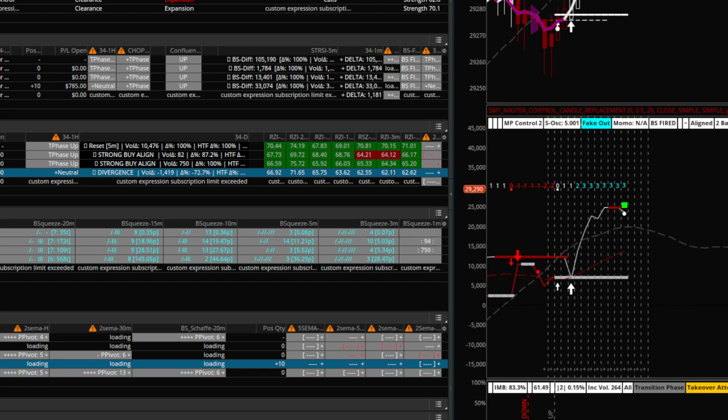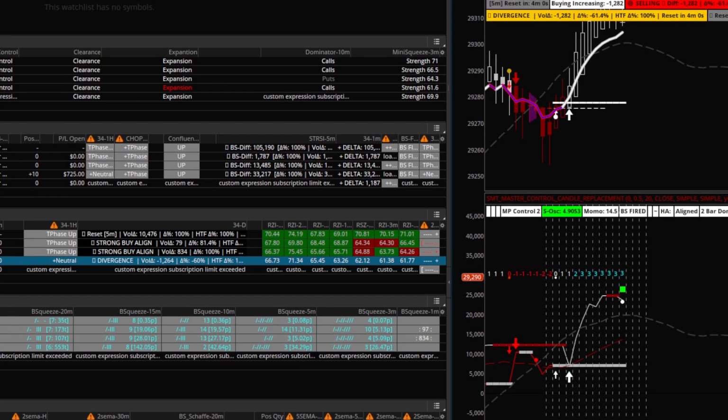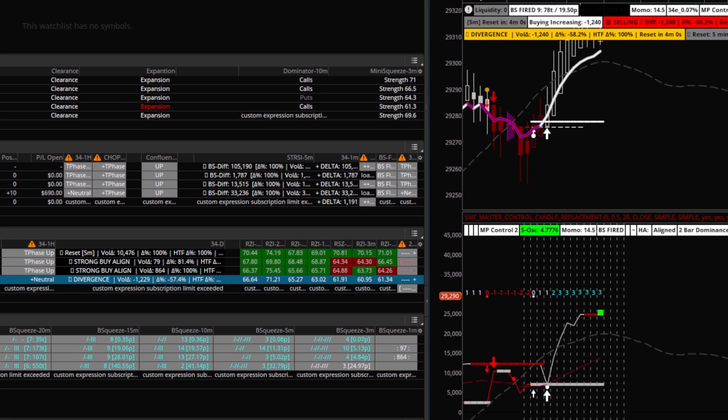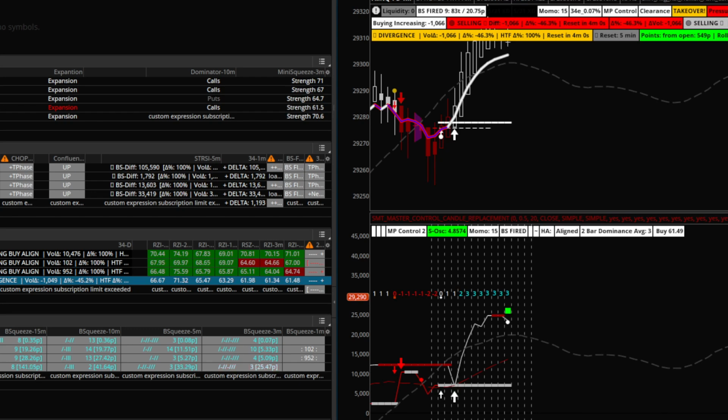Okay, we got some sellers coming in here. Buyers took over. So this is a takeover attempt right here. Okay, that's a takeover attempt. So let's see, we bring this down here. Let's see if I can show you the takeover attempt. See right there, takeover attempt between the buyers and sellers. The buyers are gaining the upper hand here. Okay, so buyers have the upper hand, MP control.